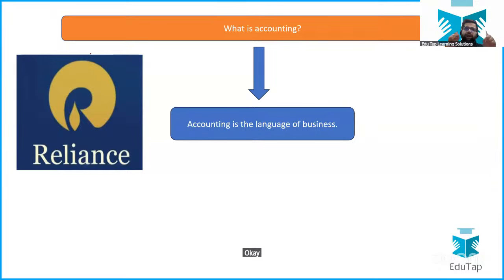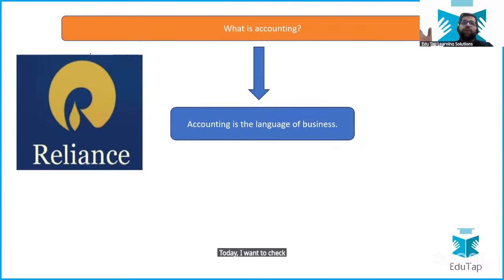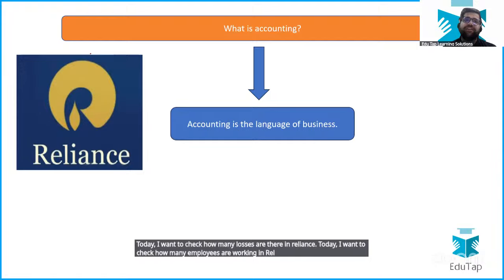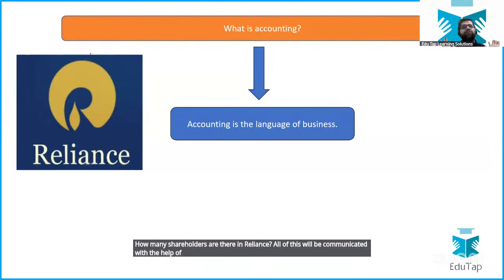So accounting is basically the language of business. Today I want to check the profits of Reliance. Today I want to check how much property Reliance has. Today I want to check how many losses there are in Reliance. Today I want to check how many employees are working in Reliance, and how many salaries are being paid to multiple employees of Reliance. Today I want to check the expenses of Reliance. Today, if I want to check how many shareholders there are in Reliance, all of this will be communicated with the help of accounting only.